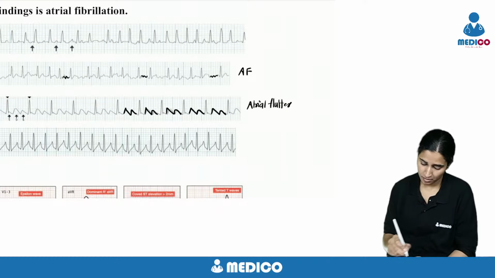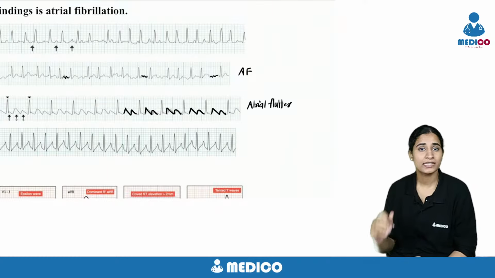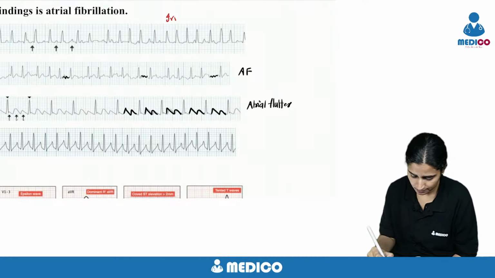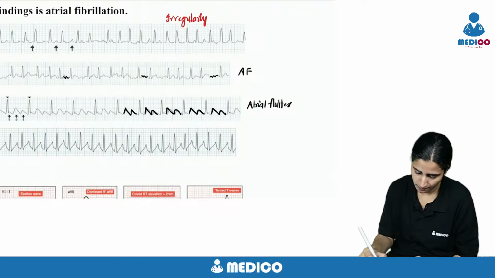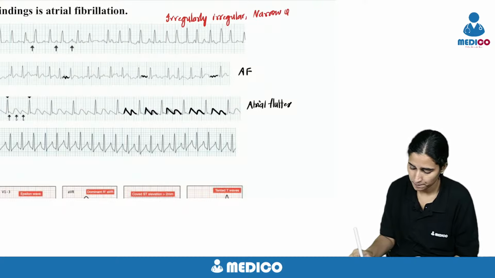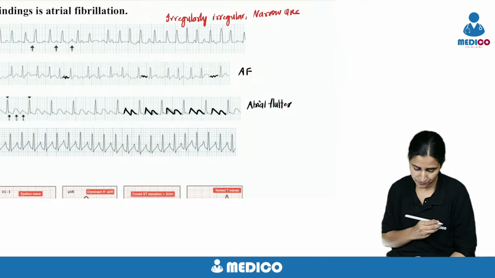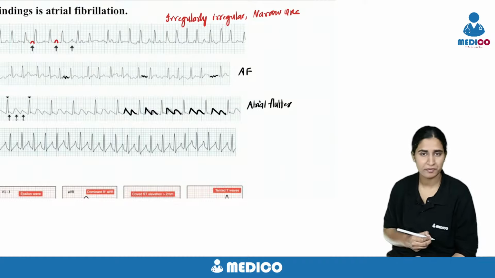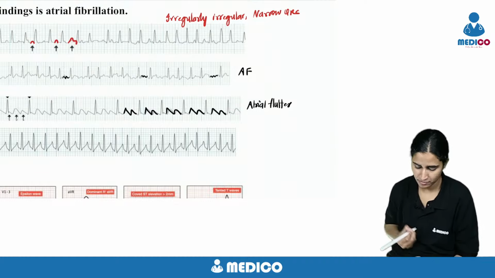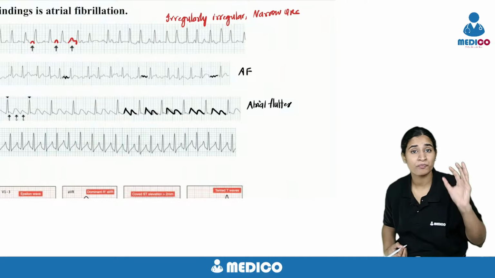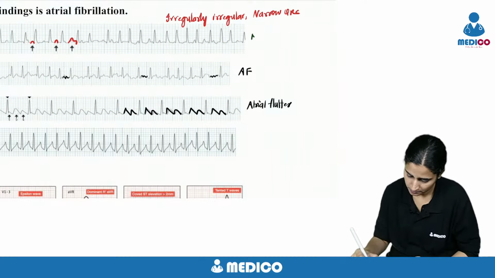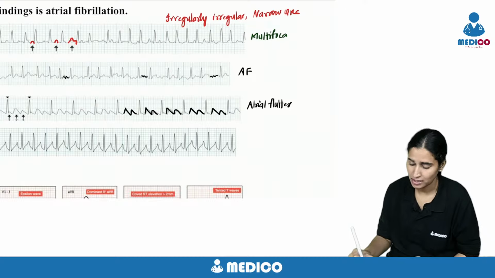Okay, where are we? Coming to the first ECG. So this is a bit confusing, right? Here also there is an irregular pattern, and there is narrow QRS. But if you see the P waves, the morphology of the P wave is different. There are different morphologies of P waves. That is why it is called multifocal atrial tachycardia, and it's most commonly seen in COPD.